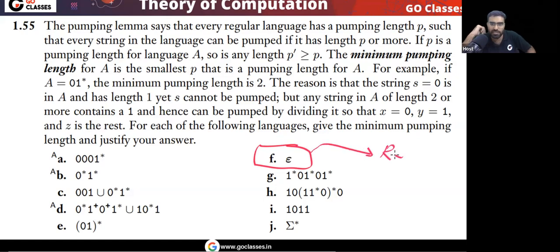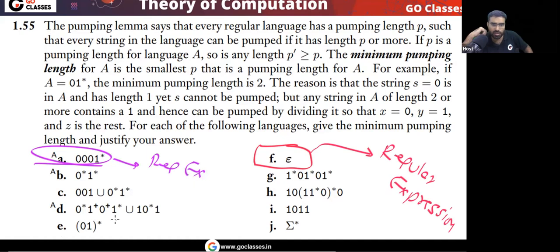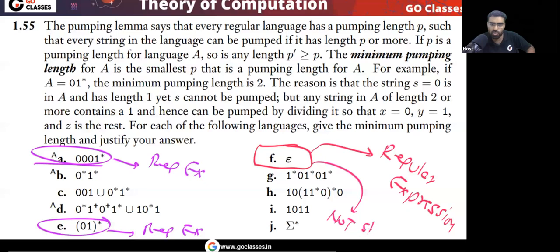This is a regular expression. This is not a string. Is this clear? Regular expressions are given, and this is not a string. Let me know, is this point clear? So in this part F, a string is not given. This is given, and this is not a string. This is a regular expression.